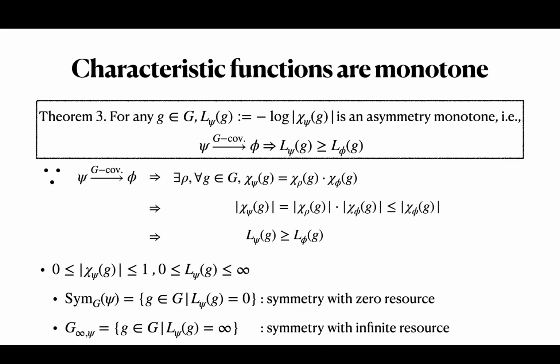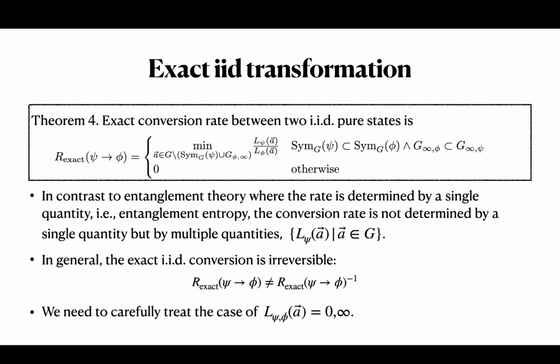And we define this subset of G, where the symmetry has 0 resources or infinite resource. Then we can show that the exact conversion rate between two IID pure states is given by this. So again, we have a ratio between two measures, but we need to take the minimum over elements of G.